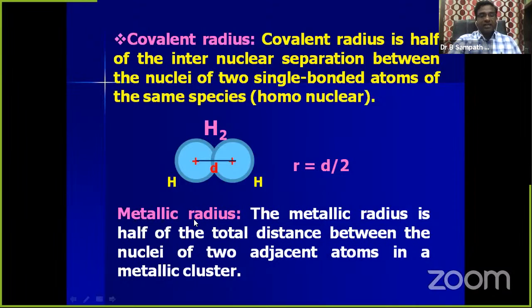Next, metallic radius. The metallic radius is half of the total distance between the nuclei of two adjacent atoms in a metallic cluster. See, children, covalent radius we see in covalently bonded atoms, molecules. Here metallic radius we see in the metallic cluster.